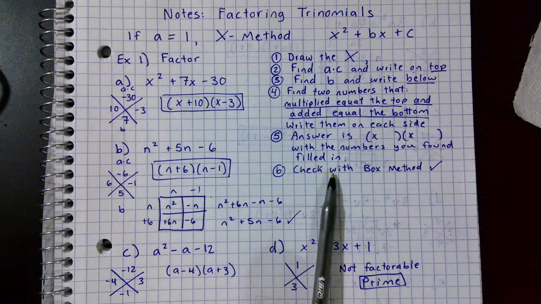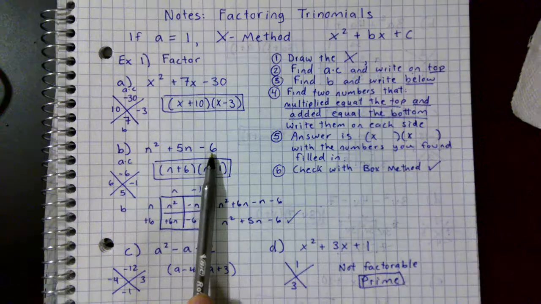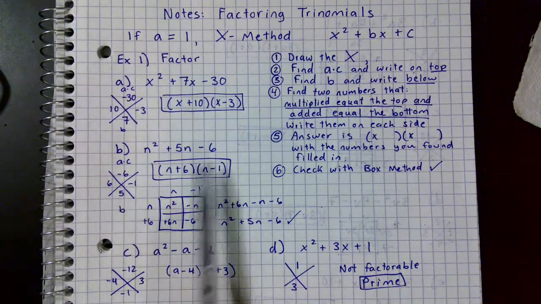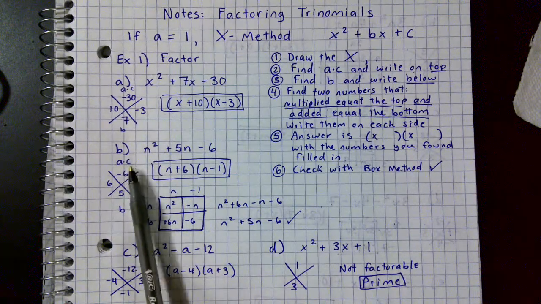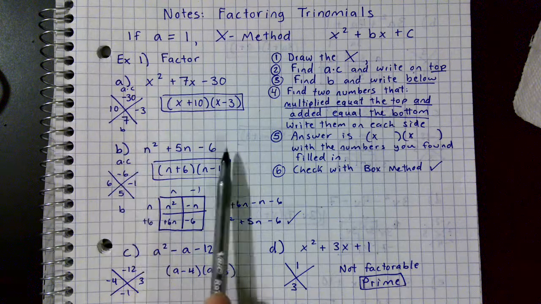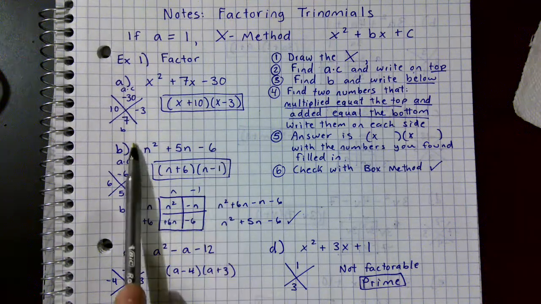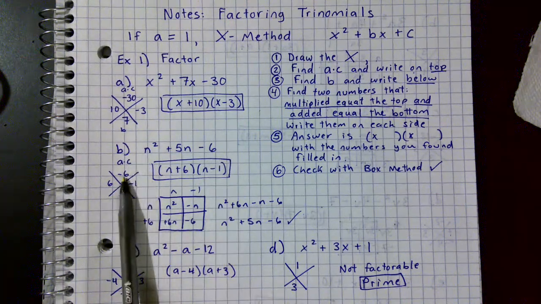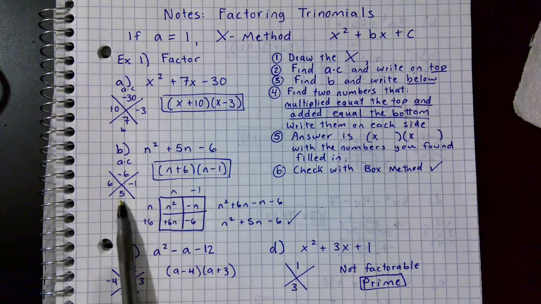Let's do the second example. n squared plus 5n minus 6. You're going to draw your x. Top number is a times c. When a is 1, your top number is just going to be the third. Okay, but that's only because a is 1. So negative 6 on top, and then the 5 is b that goes on the bottom.